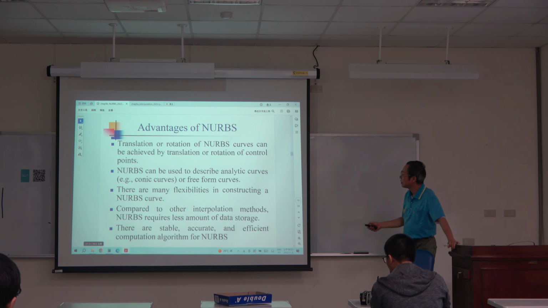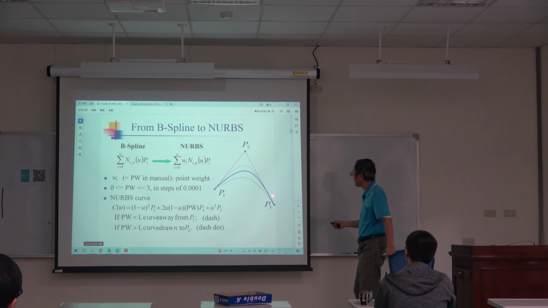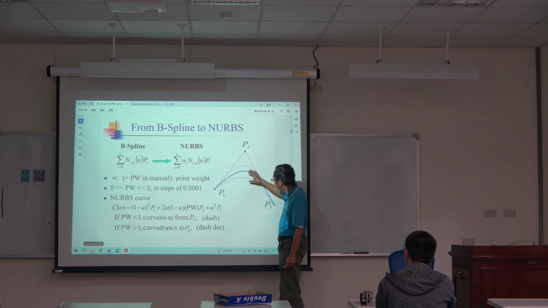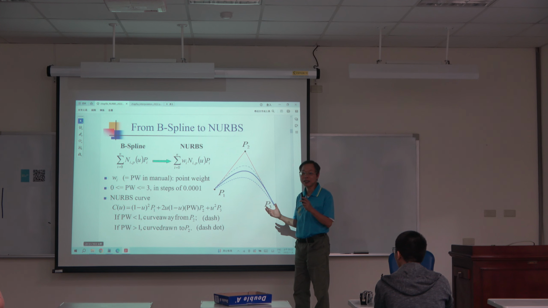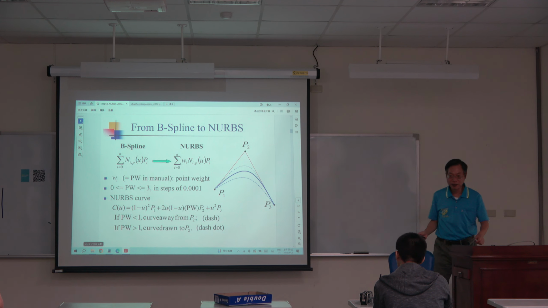Okay. So the advantage of NURBS. Actually, this is similar to B-spline. The translation or rotation of NURBS curves can be achieved by translation or rotation of control points. In other words, if you want to represent a curve like this, and a similar curve but rotated by, for example, 30 degrees, then exactly the same curve can be obtained by rotating these three control points. Or you can think of this as rotating the control polygon with the same angle. Then you can achieve the same curves.